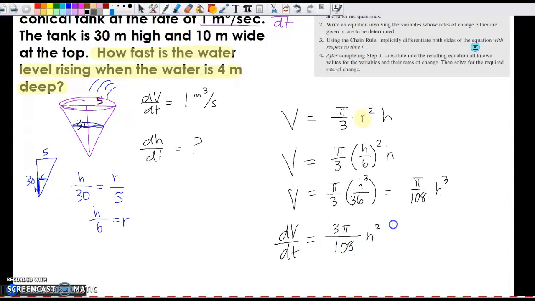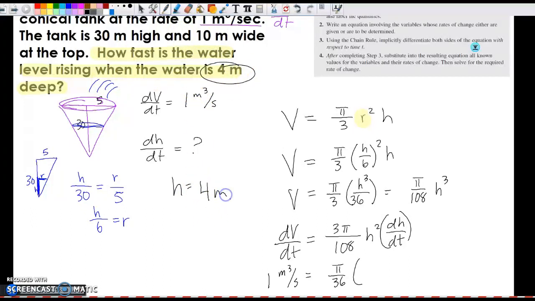H squared dh/dt, with the chain rule there. So then dV/dt was that 1 meter cubed per second. This is going to be pi over 36. And the h, I know, is when the water is 4 meters deep. Excuse me, I had to find it real quick there. So I'm going to plug in 4 to my equation. It's going to be 4 squared. And I want to solve for dh/dt. That's what I'm looking for.